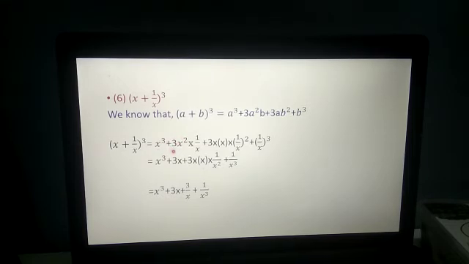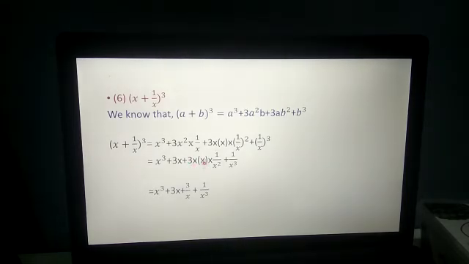So a cube means x cube plus 3x square into 1 by x plus 3 into x into (1 by x) whole square plus (1 by x) cube. Now first of all, one by one, you will write down x cube plus 3x square multiplied by 1 by x. So this x and this 1 by x will cancel. So what will be left over here? Only 3x. 3 multiplied by x, that is only 3x will be left over here. Then plus the next term. Here in this step we have not cancelled, so we have written this term as it is.